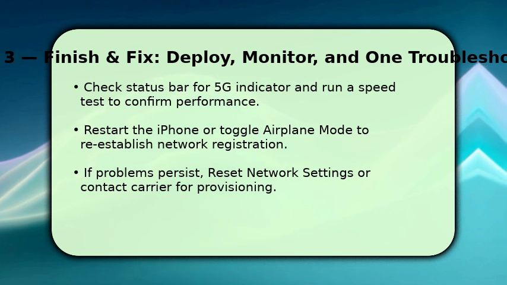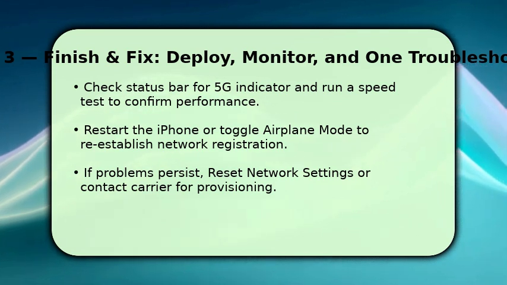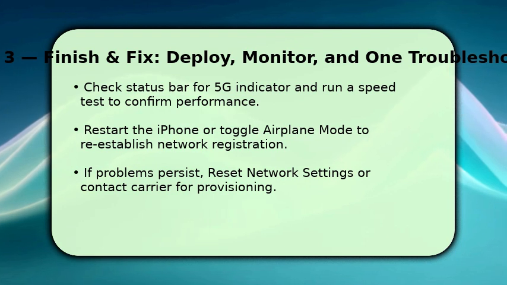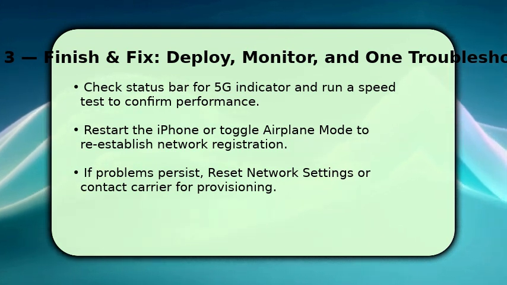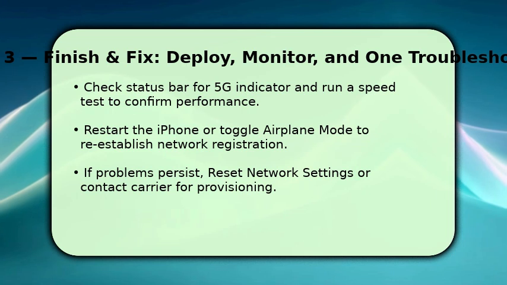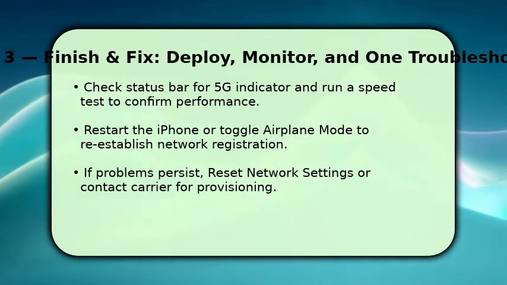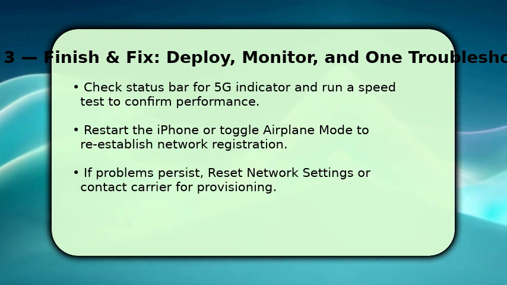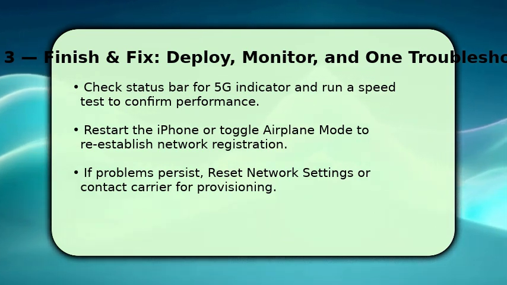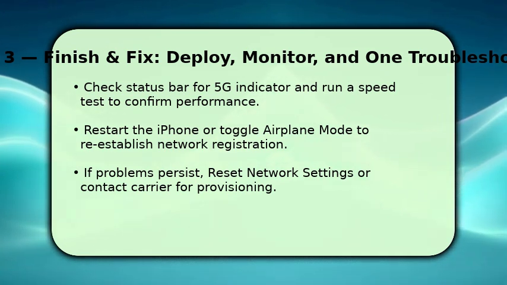If you still see LTE, restart the iPhone or toggle airplane mode for 10 seconds to force reconnection. If issues persist, reset network settings to clear old profiles, which often fixes provisioning glitches. Make sure you know Wi-Fi passwords first. As a final step, contact your carrier to confirm your line is provisioned for specific 5G bands.